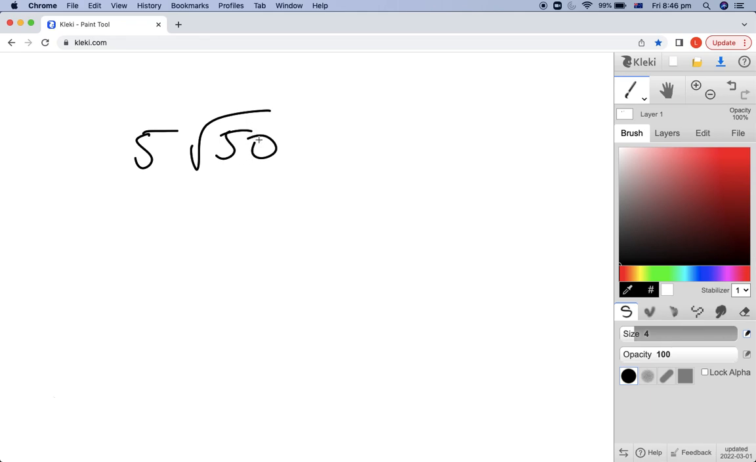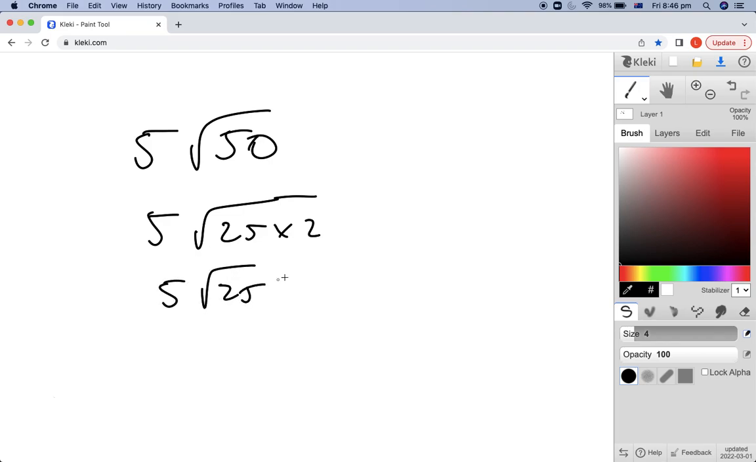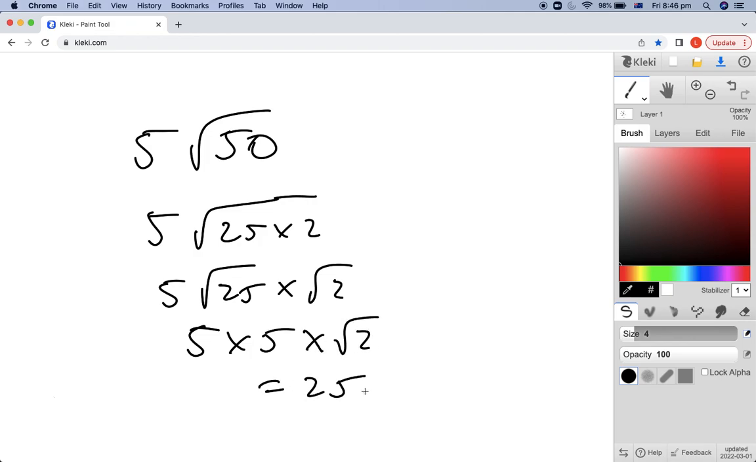And by the time we get to 25, we realize that 50 can be broken up into 25 times 2. So we'll get 5 root 25 times 2, which gives us 50, which is 5 root 25 times root 2, which is 5 times 5 times root 2, which is 25 root 2.